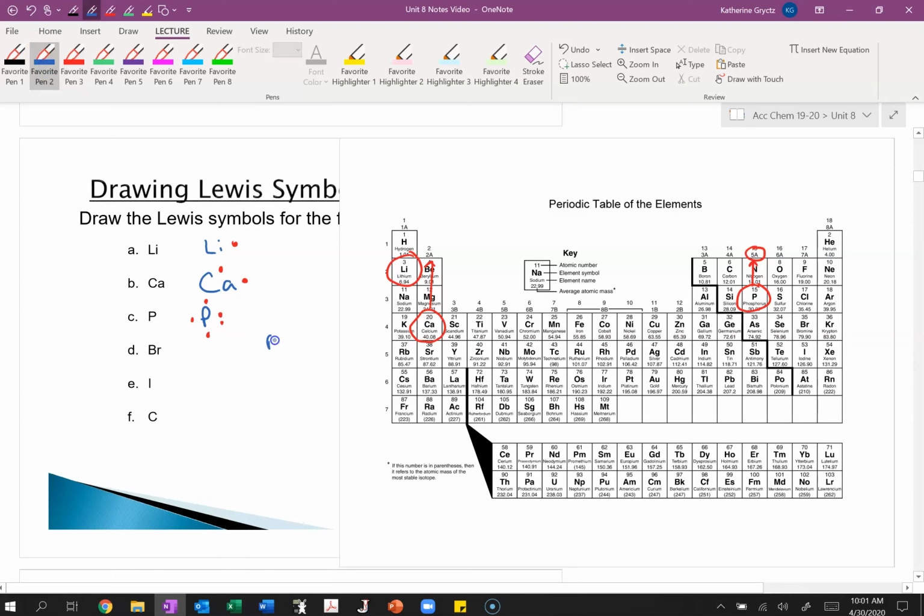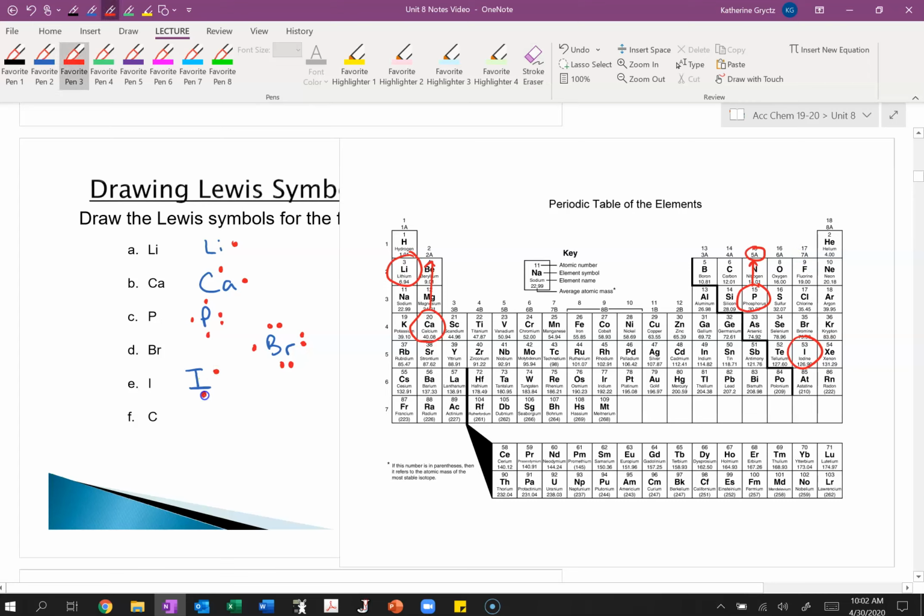Okay, I just did bromine, but we'll go through bromine again. So bromine has 7 valence electrons. So we go 1, 2, 3, 4, 5, 6, 7. And then iodine, if we go find iodine, iodine is in the same group, same family as bromine. It's going to have the same valence electrons.